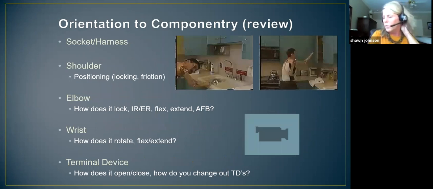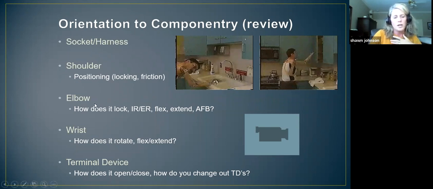Okay, so in orienting people to componentry, just a review: if it's a shoulder disarticulation, then how do they position it? In this scenario, he's using a kitchen sink to hold on while he nudges an unlock switch, and then once he stands up, that arm is in a flexed position so that he can reach into an overhead cabinet in his house.